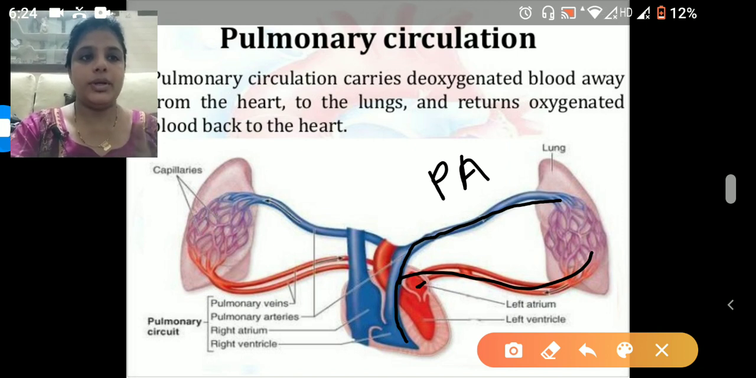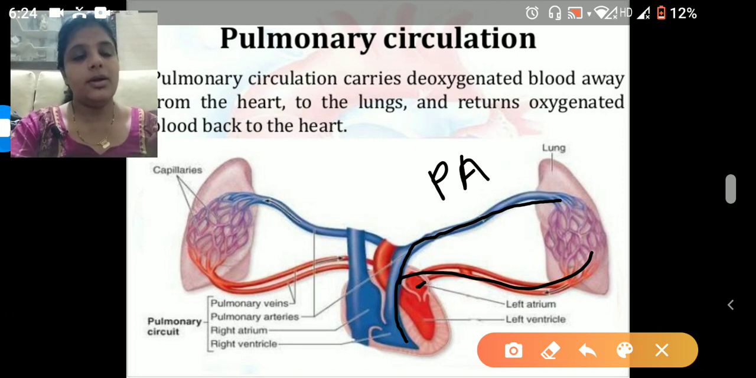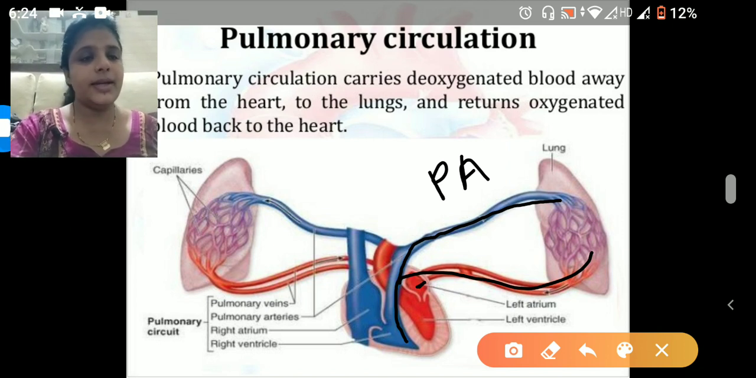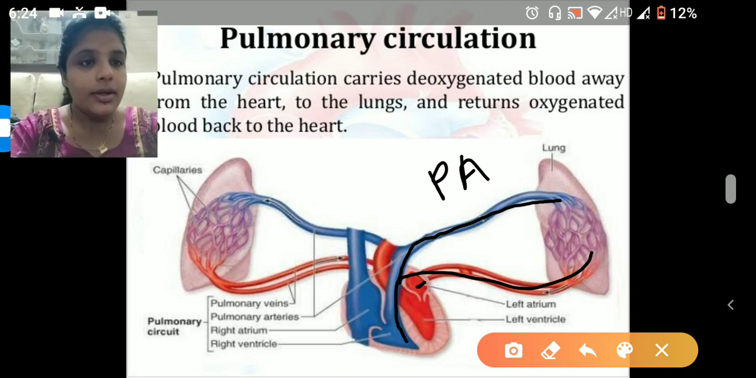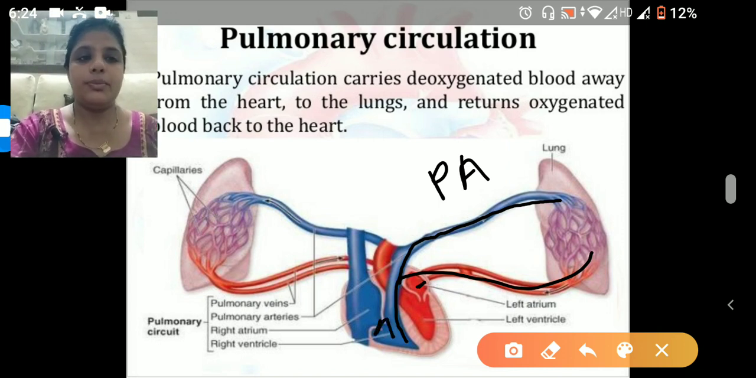We have one pulmonary artery, while the pulmonary veins enter on both sides. So we have two pulmonary veins on the right side and two pulmonary veins on the left side. At the end of the pulmonary artery, where it starts in the right ventricle, we have a valve, and this valve is called the pulmonary semilunar valve. The pulmonary semilunar valve prevents the backflow of blood from the pulmonary artery to the right ventricle.